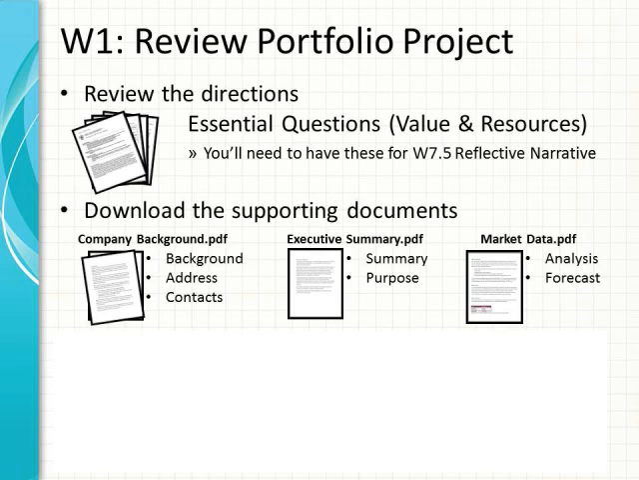The next thing you should do here in week 1 is download the supporting documents. They're in a zip file, but included in that zip are 3 PDFs with the company background, the executive summary, and market data, and you'll use all of that either in the business plan itself or in some of the letters, the memos, or the flyer.